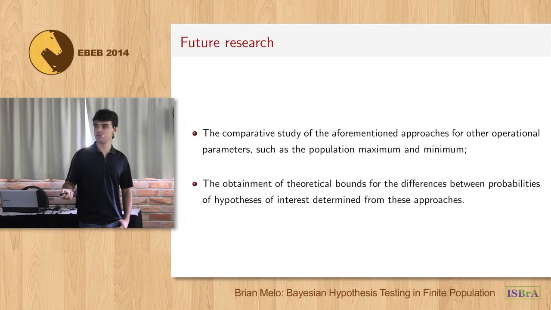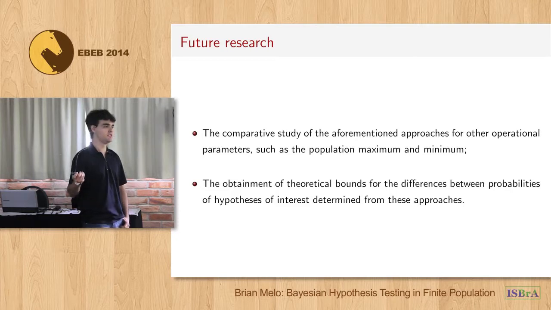Some future topics of research are comparing other possible operational parameters, such as the maximum and the minimum. For example, if you consider the discrete uniform distribution on 1, 2, ..., theta, then the curves are not well behaved, as in these cases; the results are very strange. And also finding theoretical bounds for these differences, that is, finding a bound such that the difference will always be smaller than a certain value.